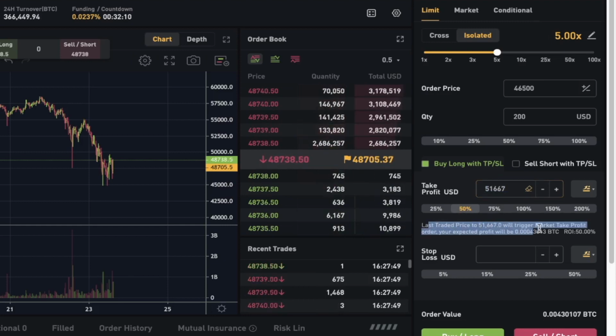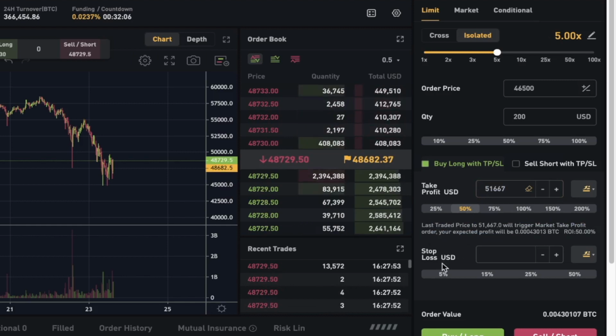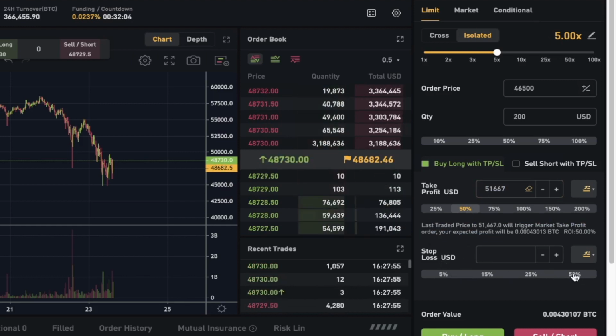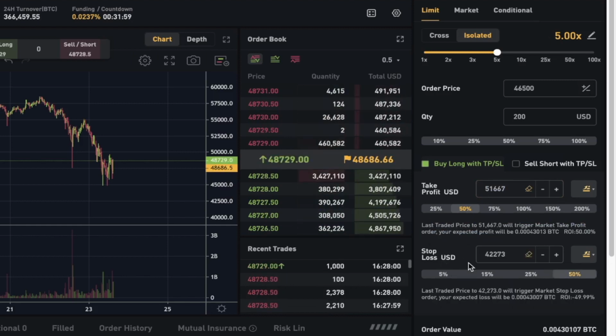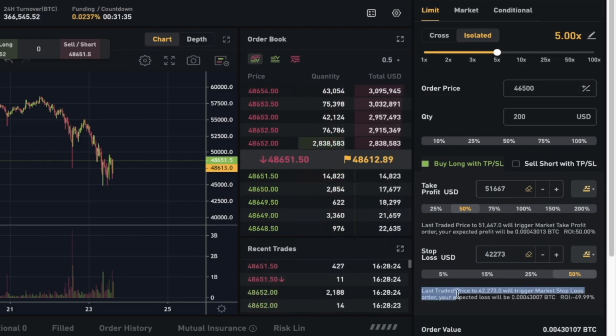Under here will tell you exactly what you are going to get. And for the stop loss, say I want to lose 50% of what I am risking, and the price would need to hit 42,273 for my stop loss to be triggered. And down here will tell you what you're going to lose if the stop loss is hit.